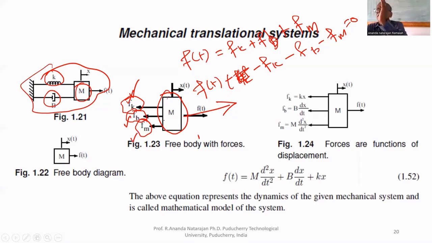Free body diagram means we have to take the mass and mark what forces are acting on it. Here, this is the mass that we have taken, m. It has the property of spring and the property of dashpot. If you apply some force, there will be a reaction for m.